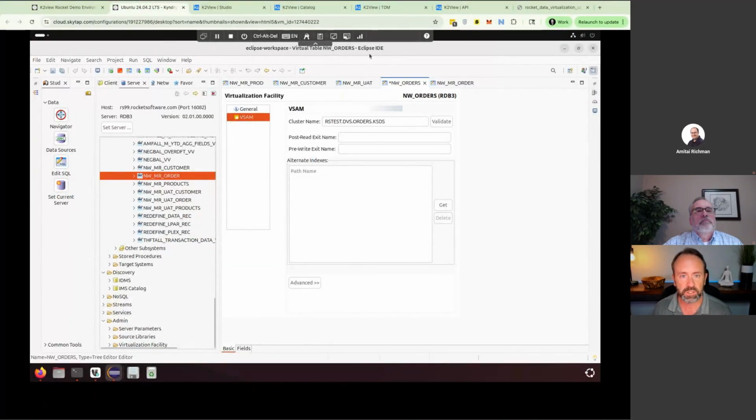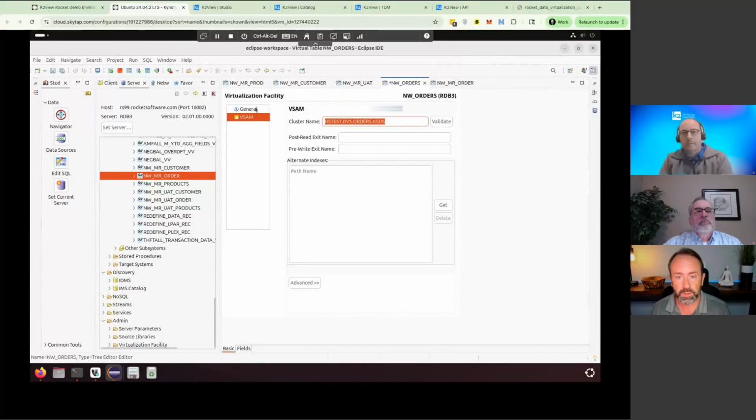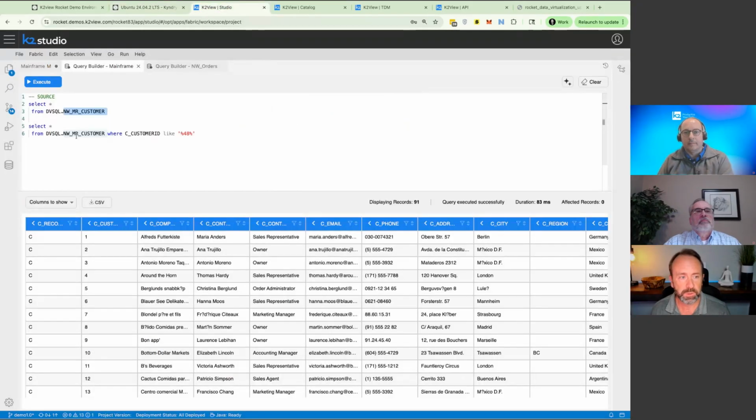So this is actually Rocket Studio that's running. And this is where we would configure each of the virtual tables and views. You can see this order table here, and you can see the name of the actual VSAM file here. We'd be able to configure even things like the SQL queries that are used to segment this particular VSAM file based on the copybook. So that's already been done and set up. It's a one-time setup, and that allows me to run these queries.